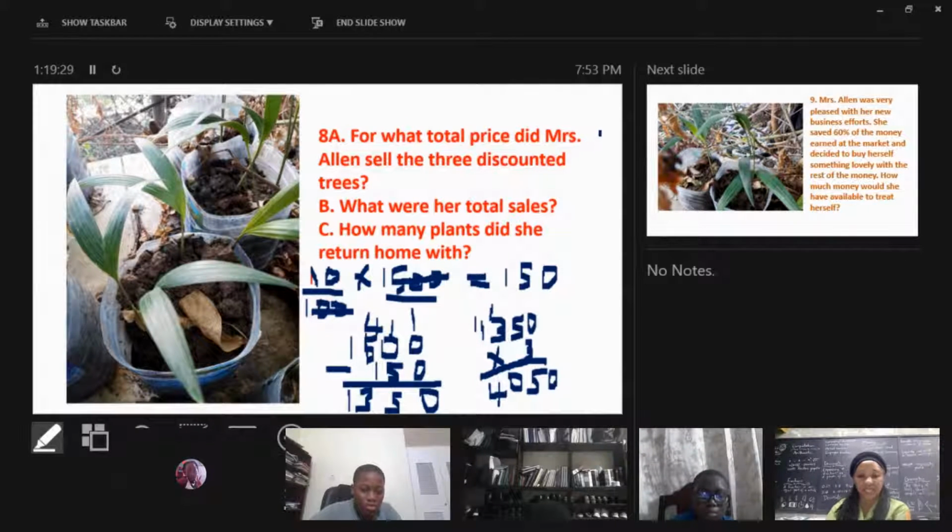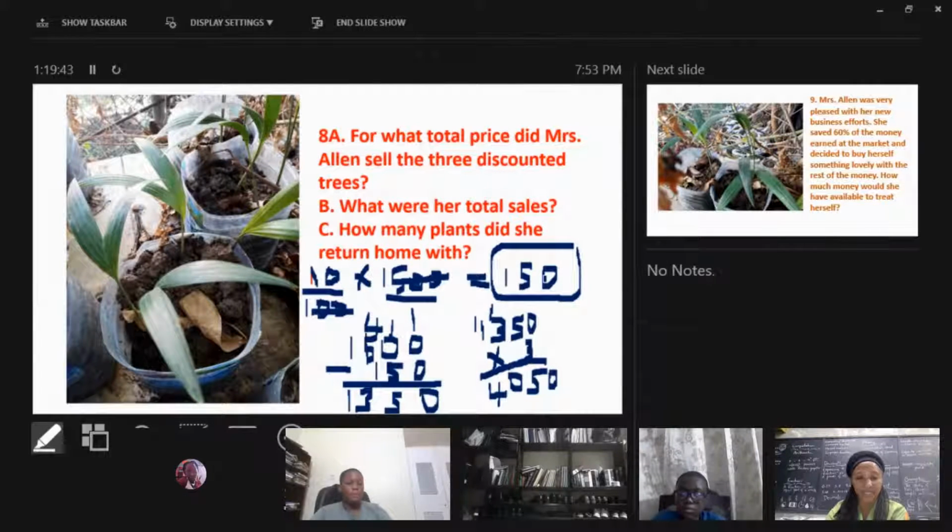So 10% discount, she's selling those three for. So 10% of the 1,500, that's 150, which is the discount. It's not what she's selling them for, it's how much she's taking from the price. So we have to subtract the discount from the price. So she's selling each of those for $1,350, and it's three of them. So we multiply that price by 3. So the 3 palm trees that she's selling at a discounted price is $4,050. So part B, what were her total sales?